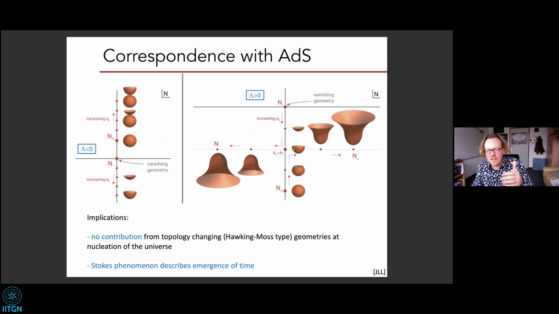So before that, it was a purely Euclidean, purely spatial geometry. And then it turns into a geometry which now includes a time direction. So time emerges as a direct consequence of this Stokes phenomenon, if you want to see it from a mathematical point of view.